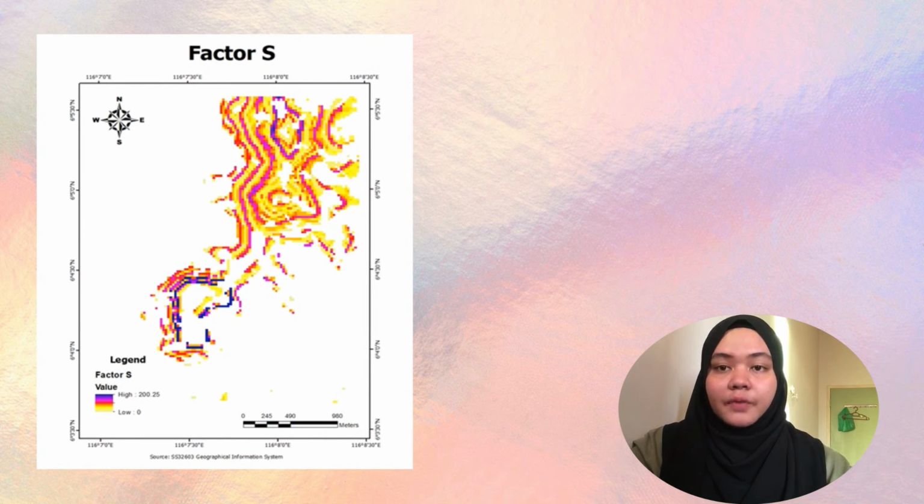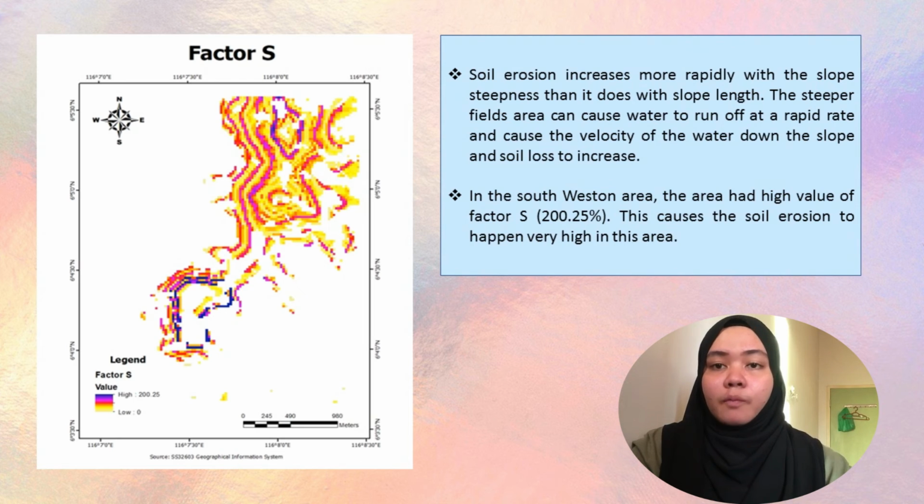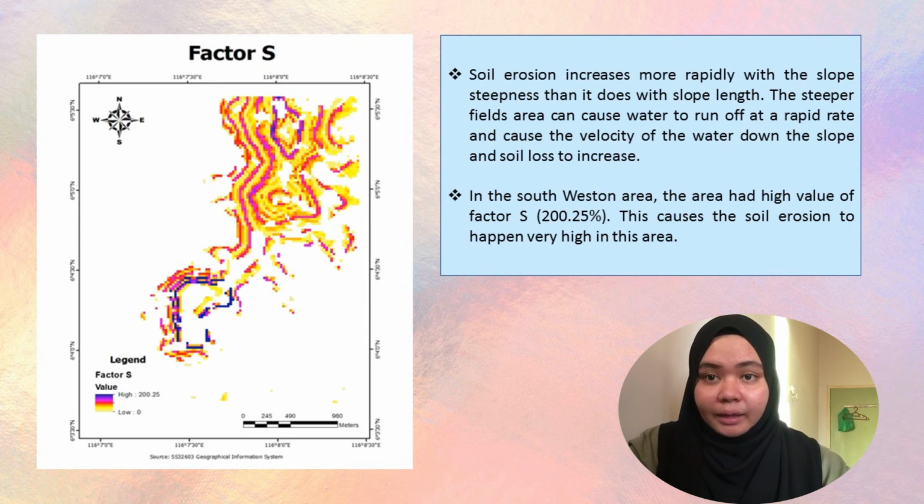Another factor is factor S. Factor S refers to the degree of the slope, or the steepness. Soil erosion occurs more rapidly with slope steepness than it does with slope length. A steeper hill area can cause water to run off at a rapid rate and increase the velocity of the water flowing down the slope, increasing the soil loss. The southwestern area has a high value of factor S at 200.25%, which causes soil erosion in this area to be very high.